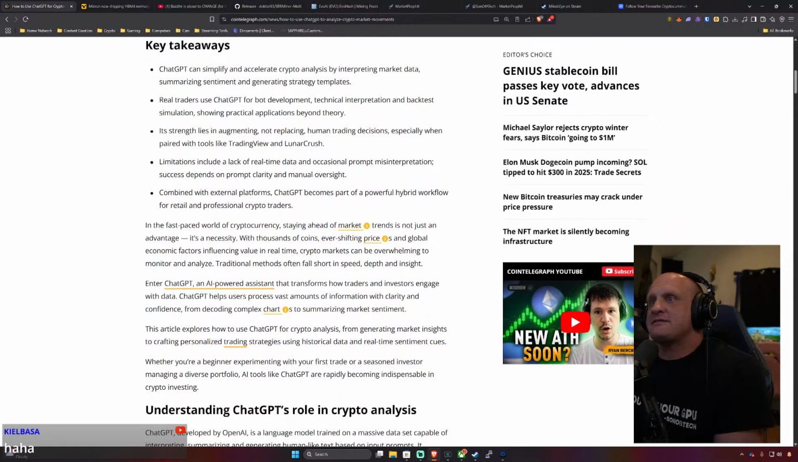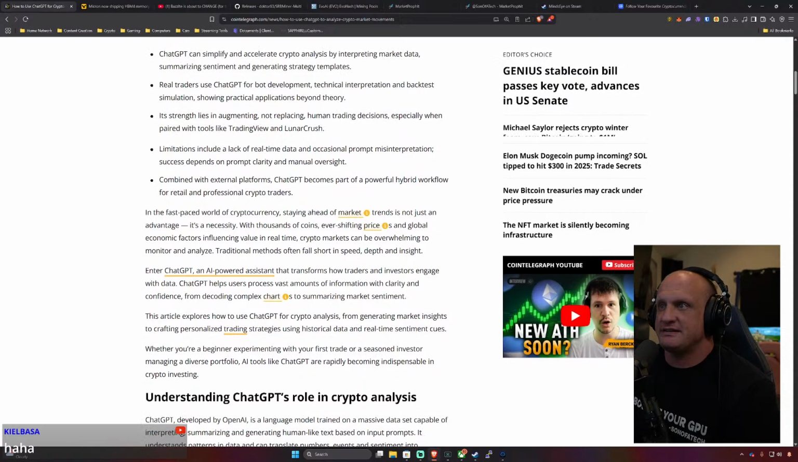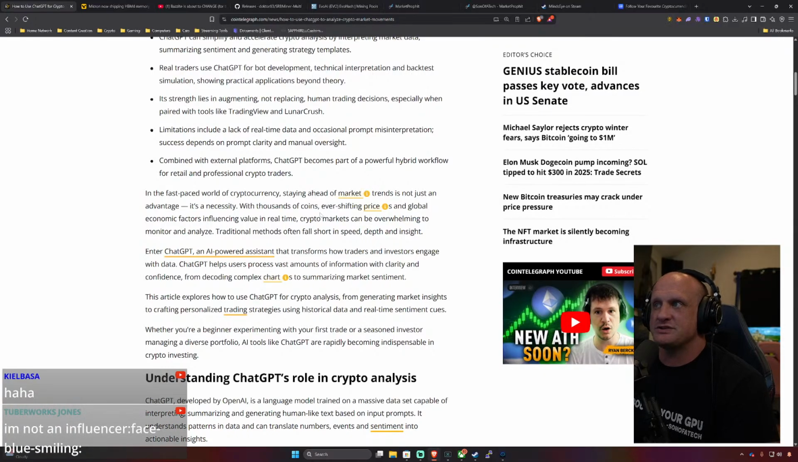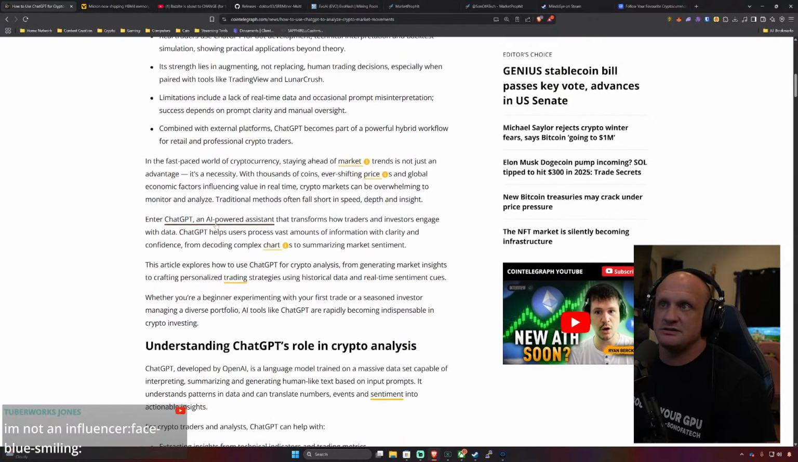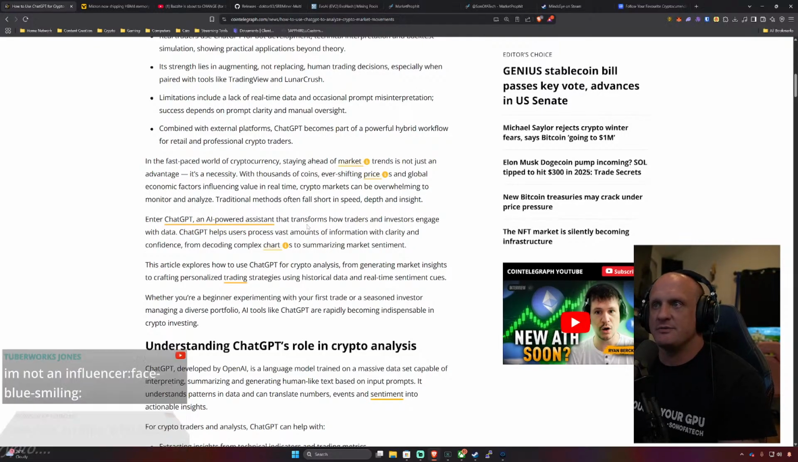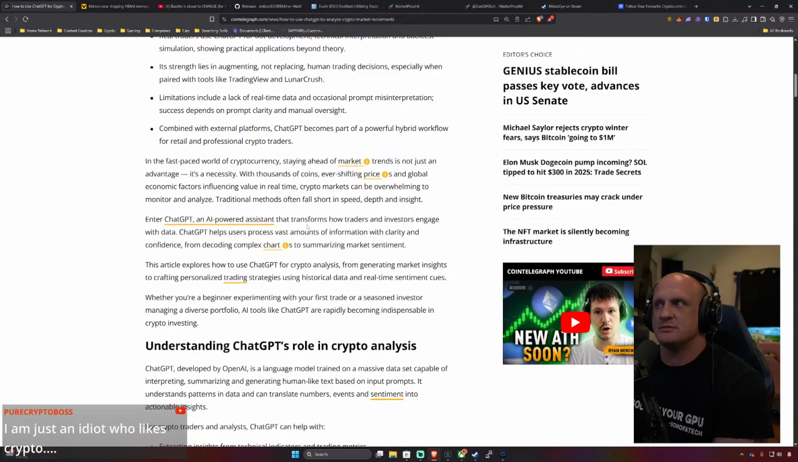So it says, in the fast-paced world of cryptocurrency, staying ahead of the market trend is not just an advantage, it's a necessity. With thousands of coins ever shifting prices and global economic factors influencing value in real time, crypto markets can be overwhelming to monitor and analyze. Traditional methods often fall short in speed, depth, and insight. Enter ChatGPT, an AI-powered assistant that transforms how traders and investors engage with data. ChatGPT helps users process vast amounts of information with clarity and confidence, from decoding complex charts to summarizing market sentiment.